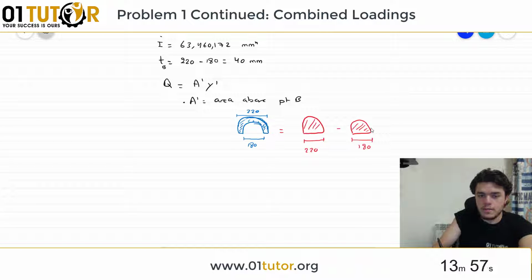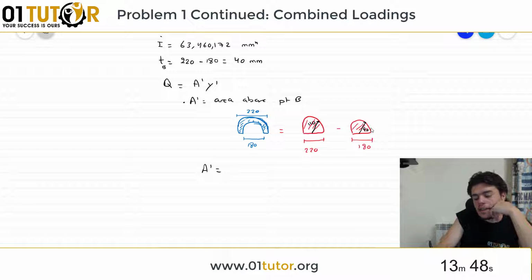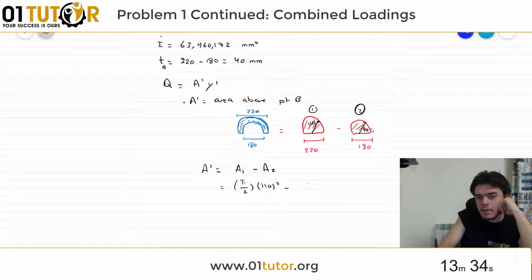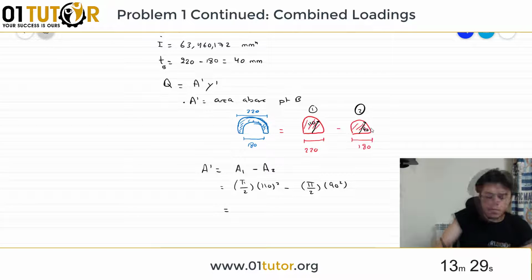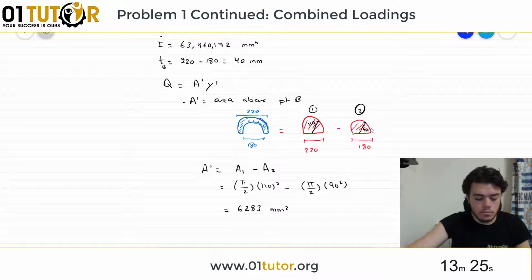which is 180. Okay, so A prime is going to be, now this has a radius of 110 and this has a radius of 90. What is the area of the first? I'm going to call this 1 and this 2. The area is going to be A1 minus A2. A1 is the area of a semicircle, which is pi r squared over 2. So it's going to be pi over 2 multiplied by 110 squared minus pi over 2 multiplied by 90 squared. So this is going to be 6283 millimeter squared.